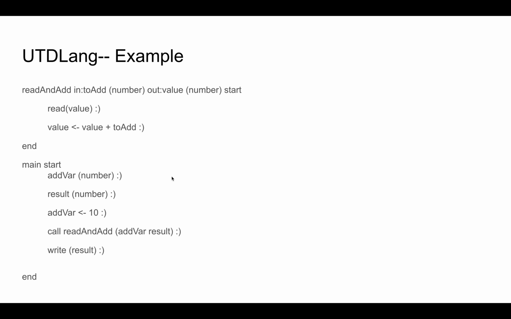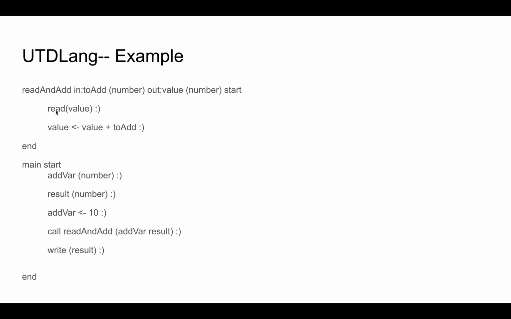Now, with the language features explained, let's take a look at an example of the UTD-len minus minus. Here is a simple example. It has a routine called readAndAdd. This is the routine name, and then it has an in parameter called toAdd, whose type is number, and then it has an out parameter, whose name is value, whose type is also a number. Start and end here are the terminals in this language.